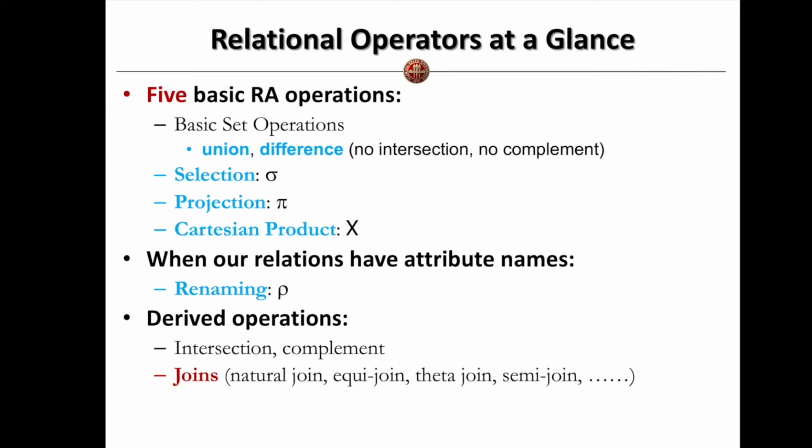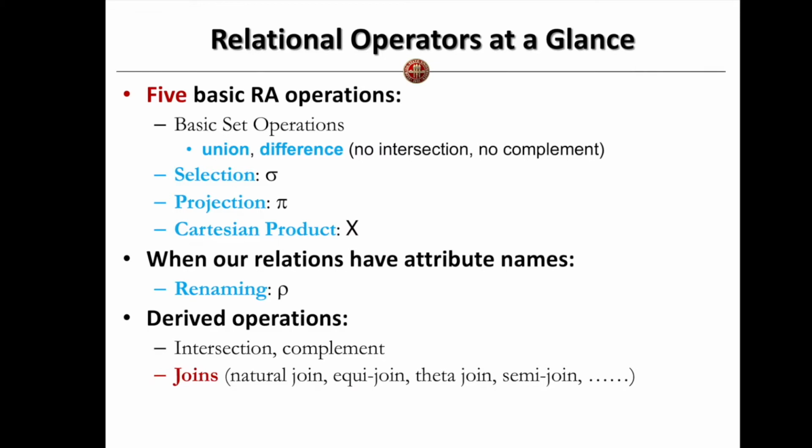And what are the operations we can use in the relational algebra? We cover 5 basic relational algebra operations. The first one is a basic set operation. It covers both union and difference. These are the 2 basic operators we can use. We don't have the intersection or the complement as a basic operator because it can be derived based on the union and the difference. Besides union and difference, we also have selection.